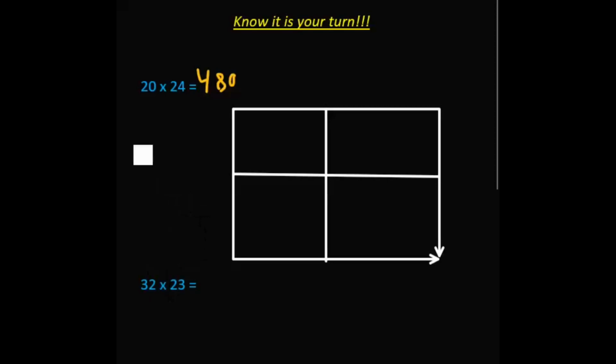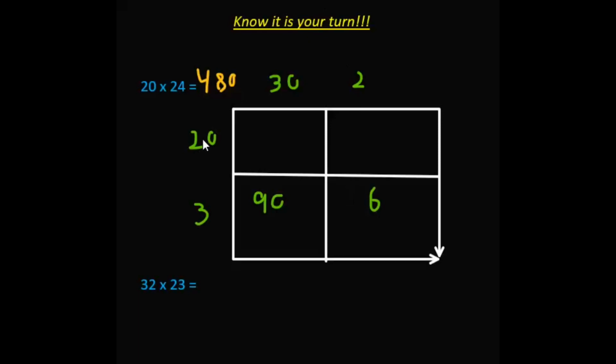Okay, now let's do 32 times 23. So let's write down our 30 here and our 2 here to make 32. And then let's write down 20 here and 3 here. So now we have our numbers. Let's start multiplying. We'll start from the lowest number this time. 3 times 30 equals 90. Now let's do 3 times 2, which is 6.